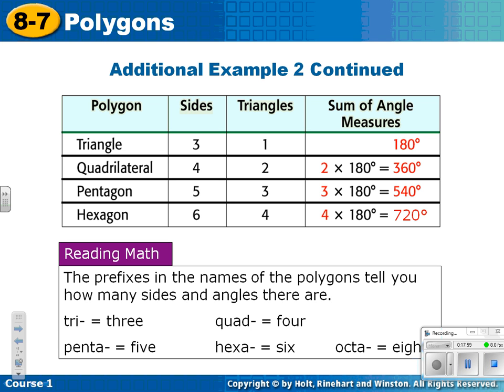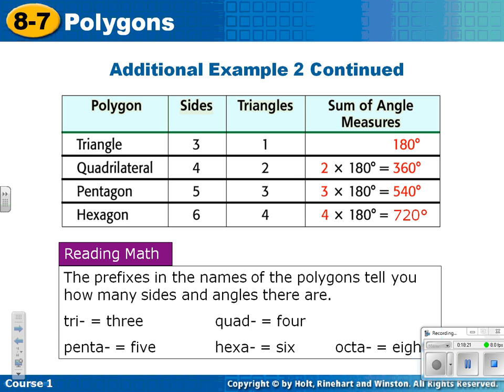Someone see a relationship between the number of sides of a polygon and the number of triangles you can break it into? Look at that chart. What is your relationship? Marissa. It's always 2 less. So a hexagon you can break into 4 triangles.